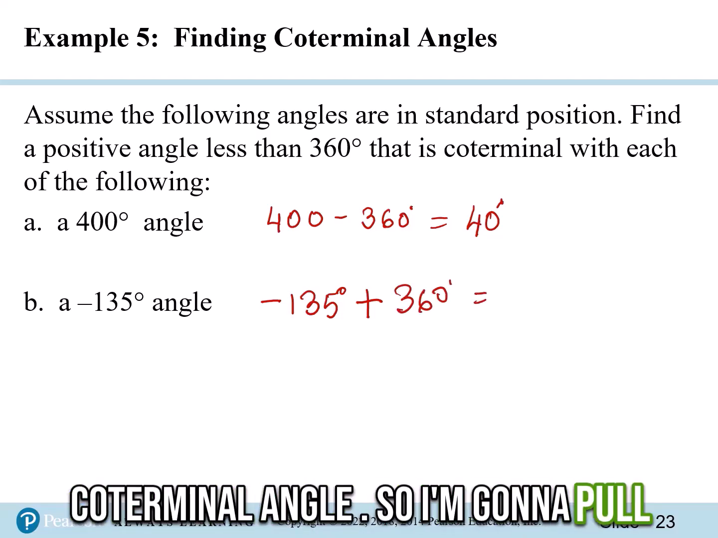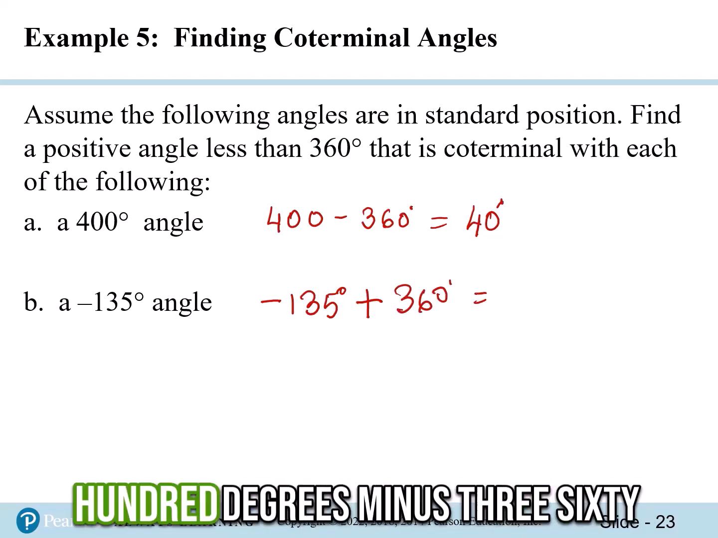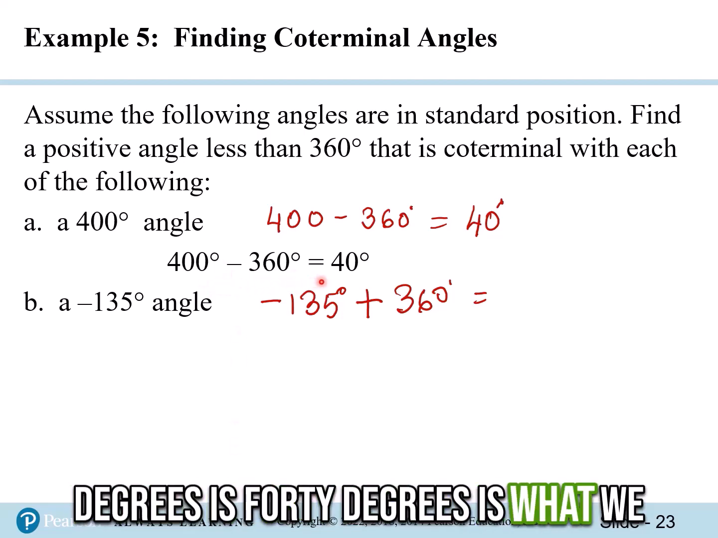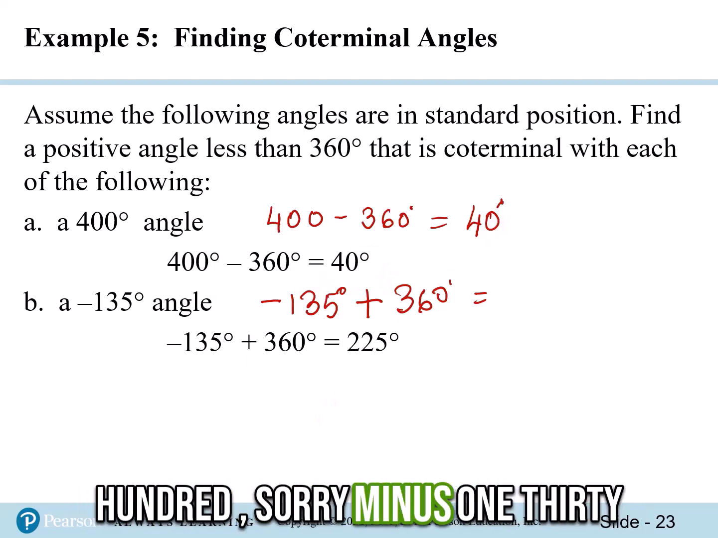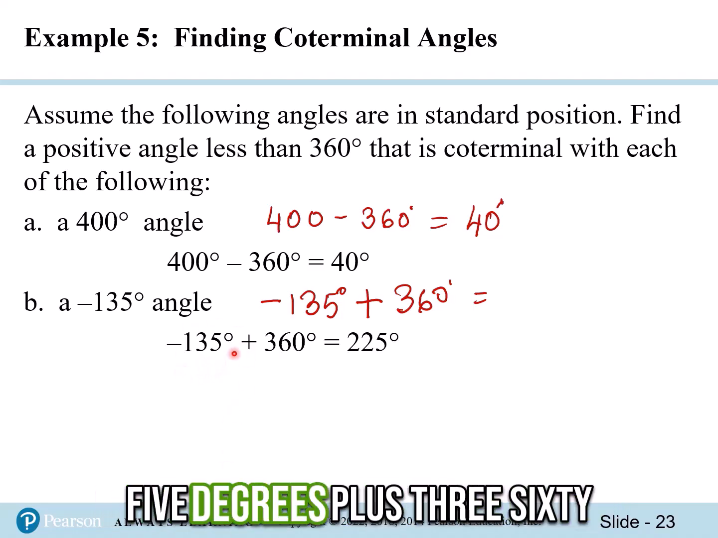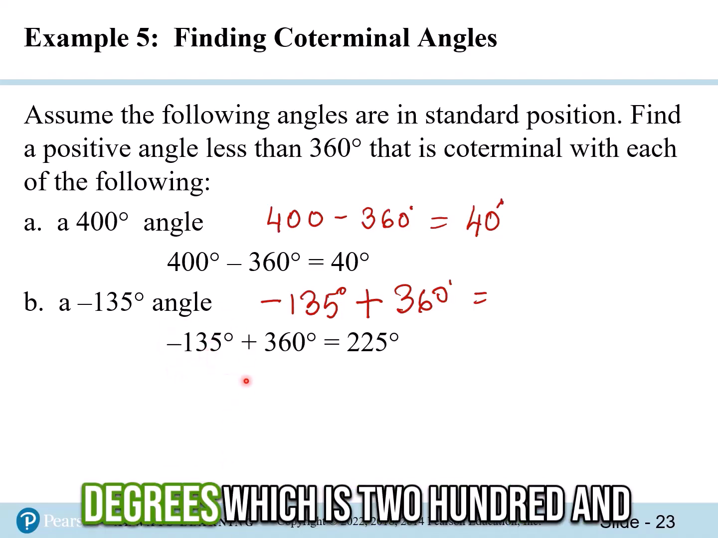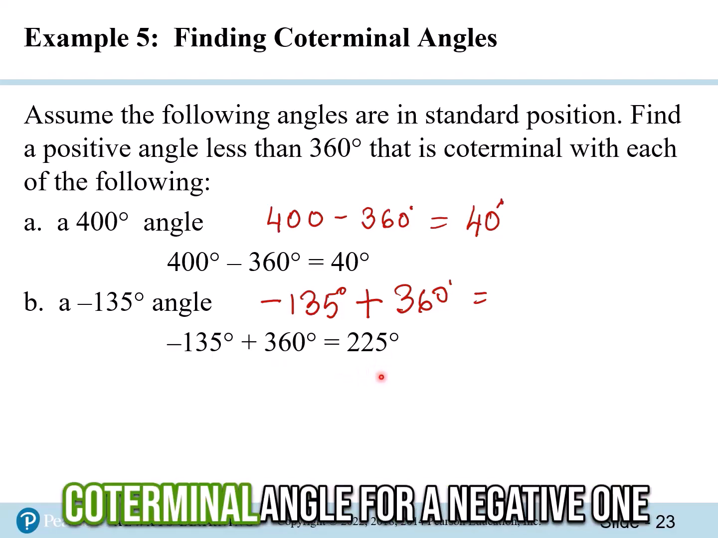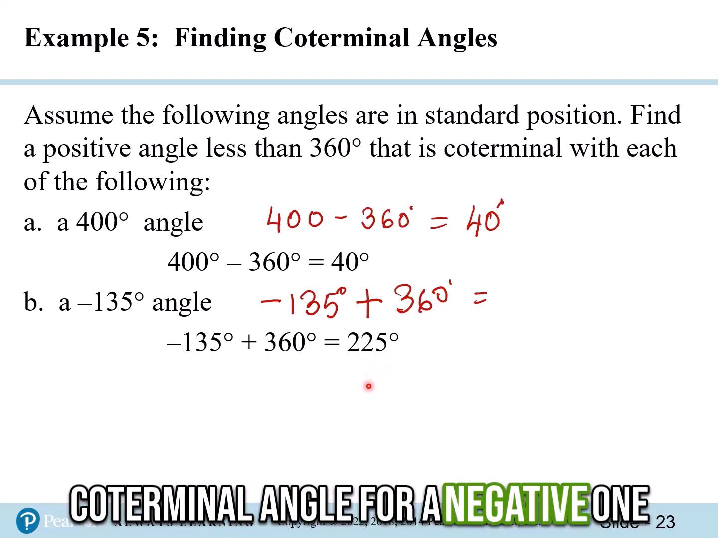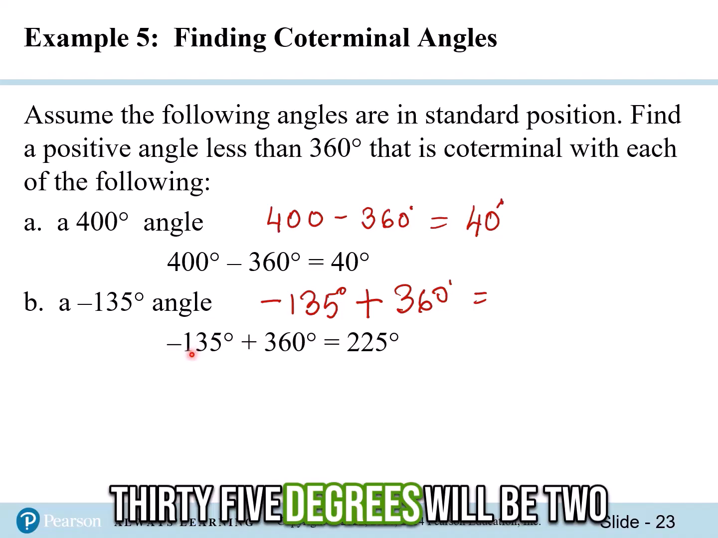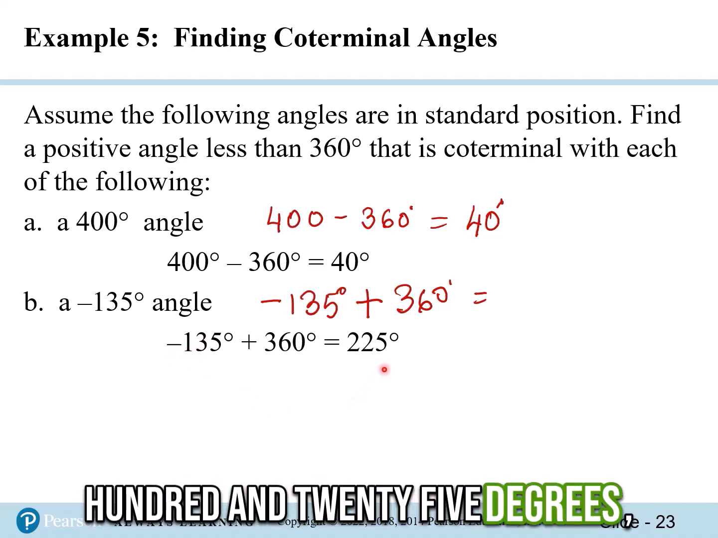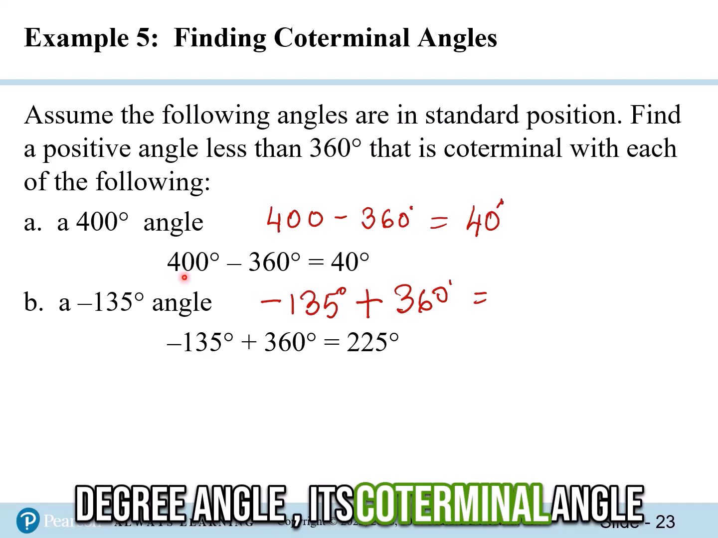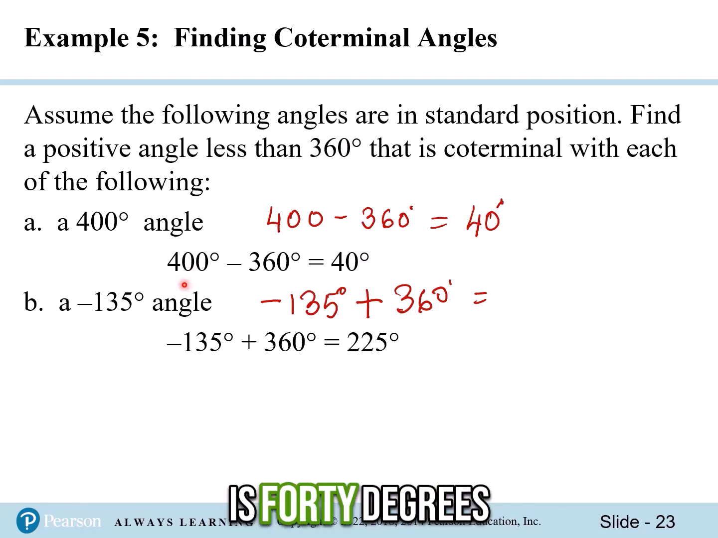I'm going to pull up the solutions. So 400 degrees minus 360 degrees is 40 degrees is what we got. And then we have minus 135 degrees plus 360 degrees, which is 225 degrees. So the coterminal angle for negative 135 degrees will be 225 degrees, whereas for the 400 degree angle, its coterminal angle is 40 degrees.